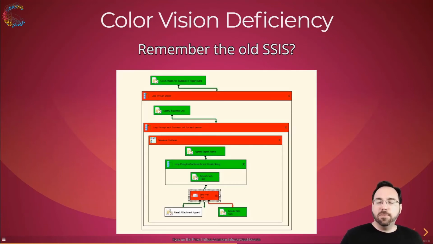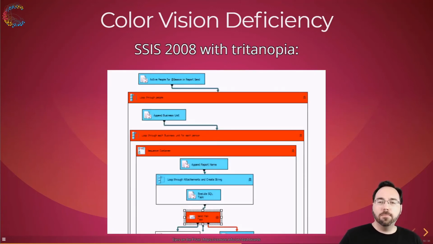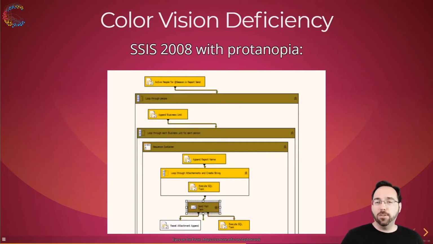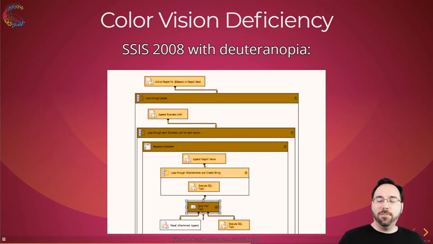So remember SSIS 2008, where you had green for success, red for failure? Well, if you have tritanopia, this is what it looks like for you. It's still pretty easy to differentiate. If you have protanopia, this is what it looks like for you. Actually not that easy to differentiate. If you have deuteranopia, it's even a little harder to differentiate. So it becomes very difficult to tell success versus failure. And that's why in SSIS 2012, Microsoft made it easier for everybody by getting rid of all indications of whether a job failed.